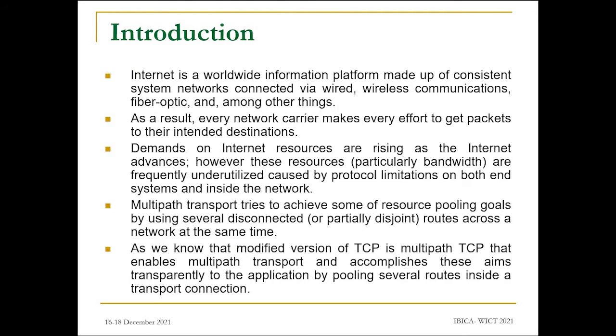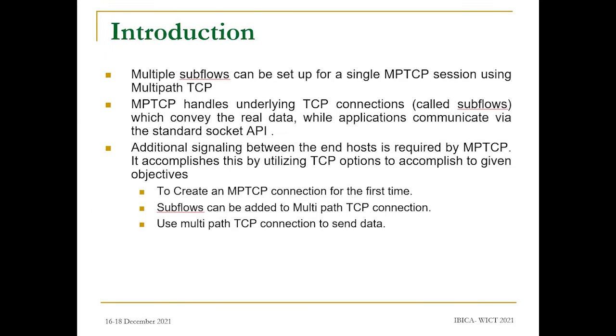Now let's discuss multiple subflows in the next slide. Multiple subflows can be set up for a single MPTCP session using multipath TCP. An MPTCP session begins with a primary subflow. Additional signaling between the end hosts is required by MPTCP. It accomplishes this by utilizing TCP options to accomplish three objectives. First, to create an MPTCP connection for the first time. Second, subflows can be added to the multipath TCP connection. And third, use the multipath TCP connection to send data.